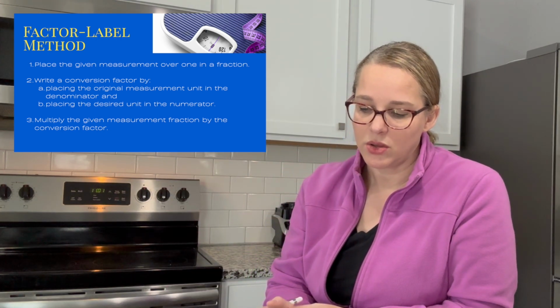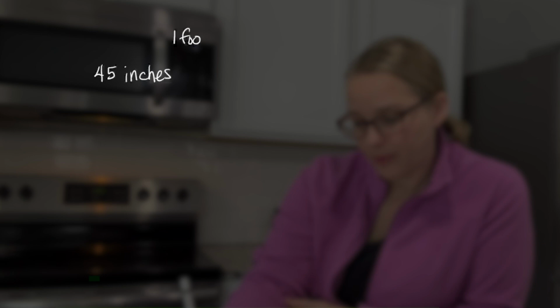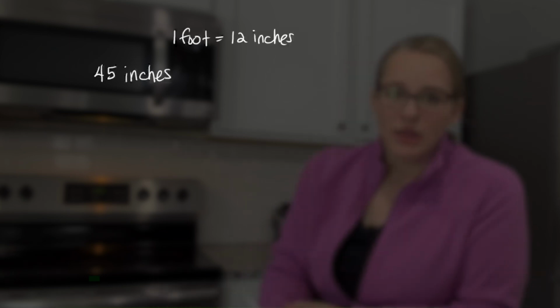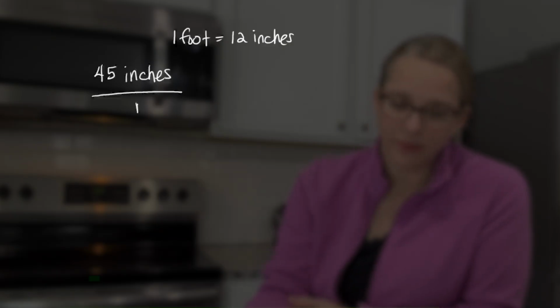So we're going to practice using the factor label method. If I wanted to say how many feet are in 45 inches? Walk me through, first of all, how to create my conversion factor. We did it just a second ago, this exact one. And then which one to put on top and bottom. So 1 foot equals 12 inches. Then what's the conversion factor that we're going to need? So our given one, we put over 1.